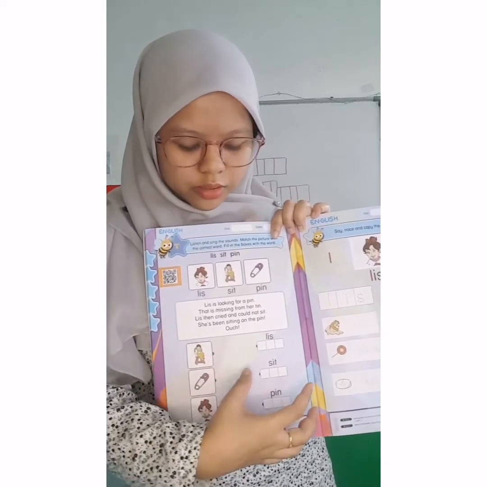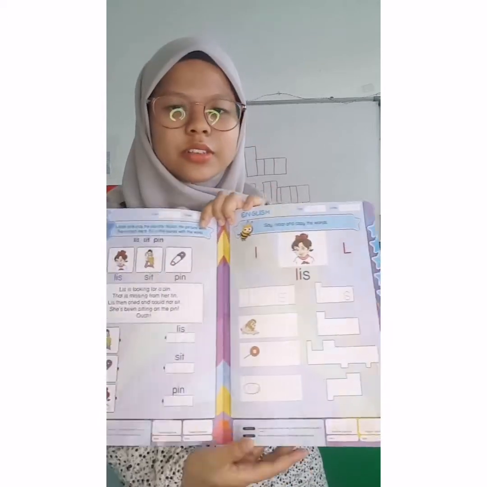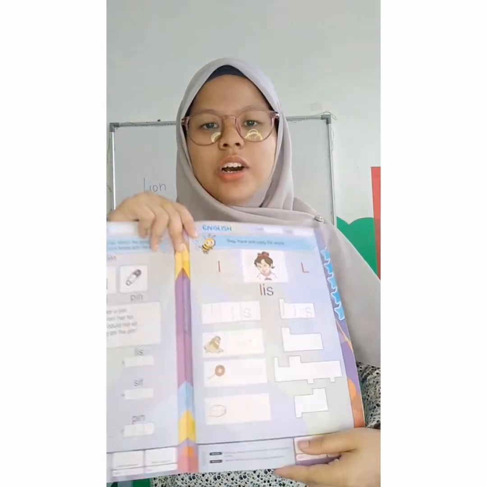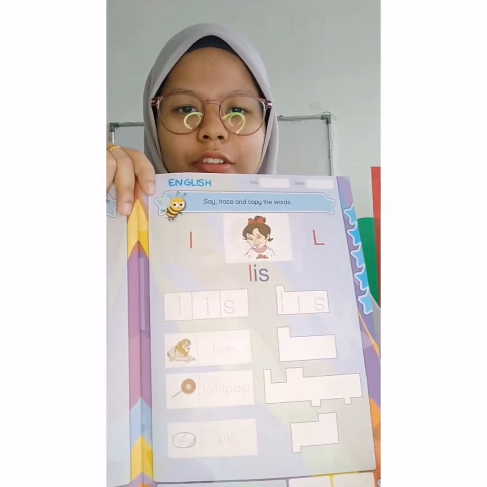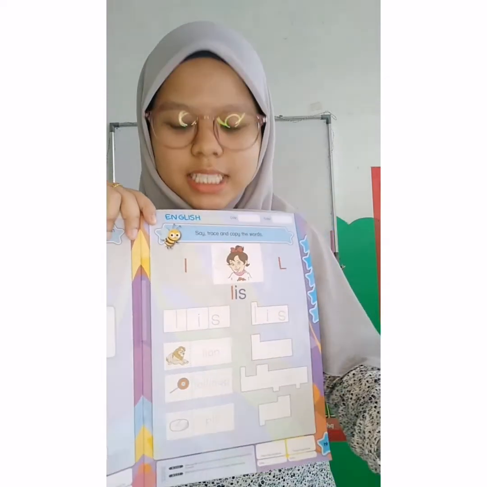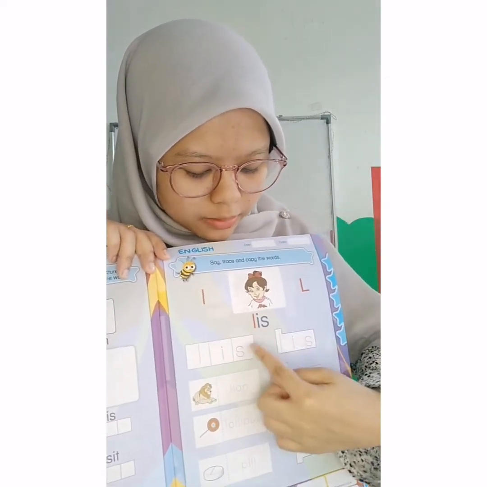The picture with the correct words over here. Okay, sambung dengan muka surat yang seterusnya. Okay, here we have an exercise. Kita ada latihan. Macam biasa, yang pertama sekali, kita baca dulu yang ini.